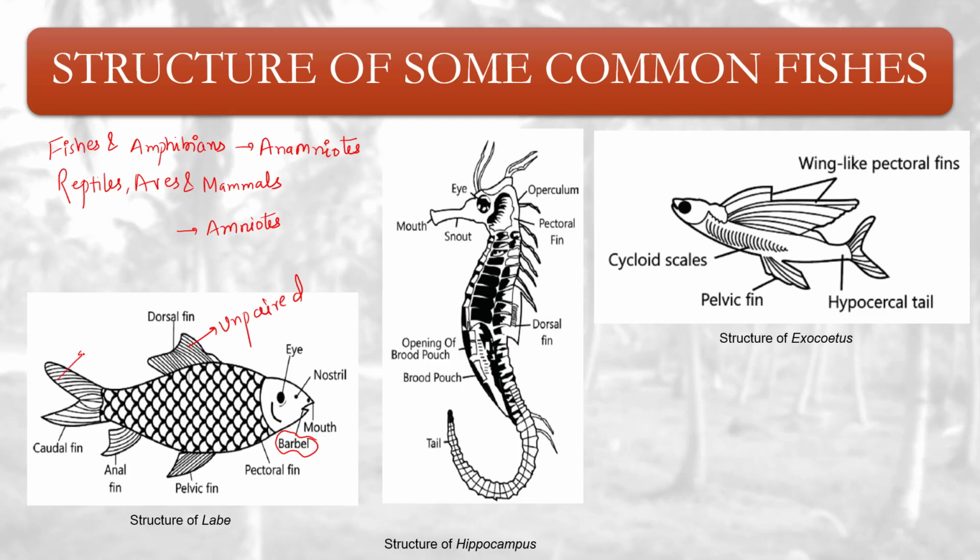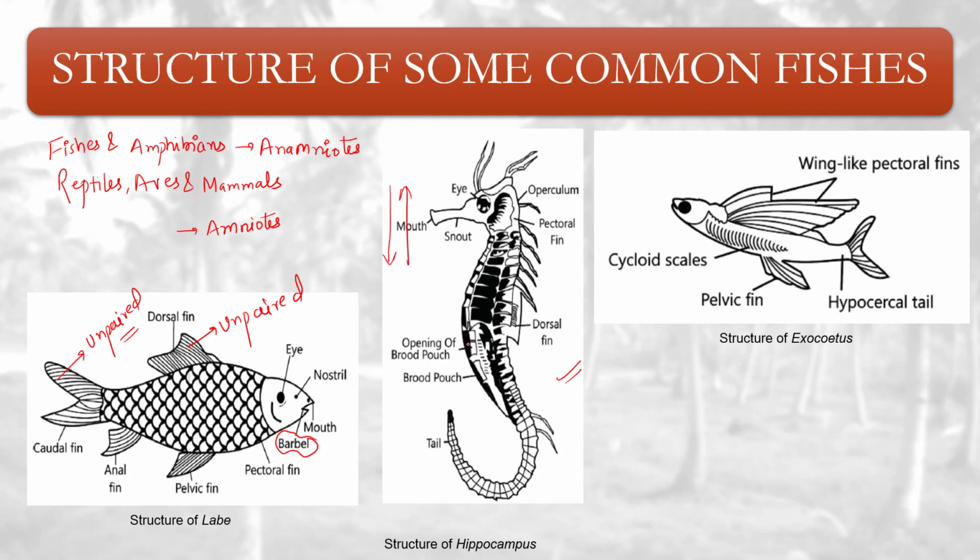Caudal fins are also unpaired, but they can have lobes. You can see the lobes. Now, in case of seahorse, this is Hippocampus, the seahorse. You can see the opening of the brood pouch. This is the brood pouch, and it can move vertically, upside down.